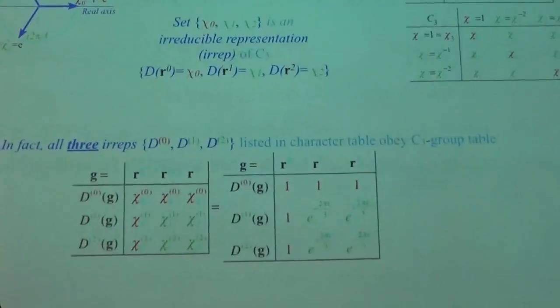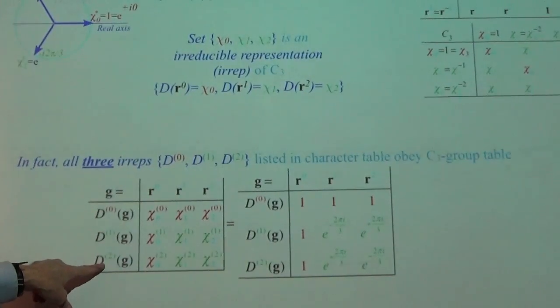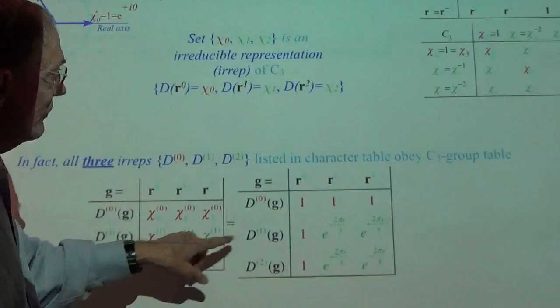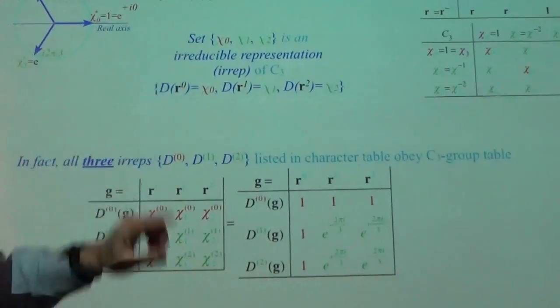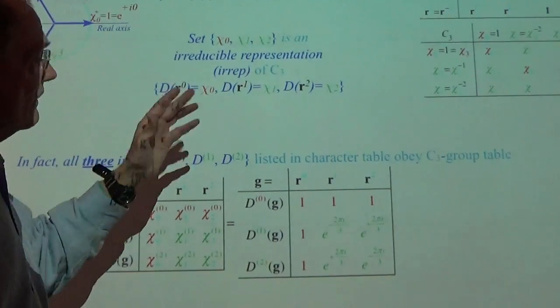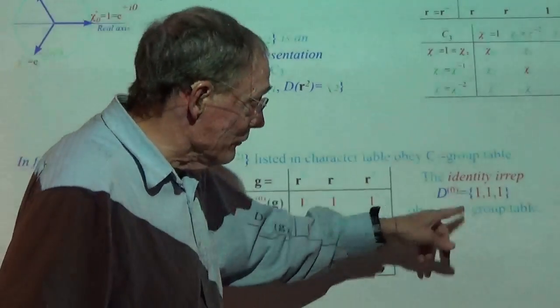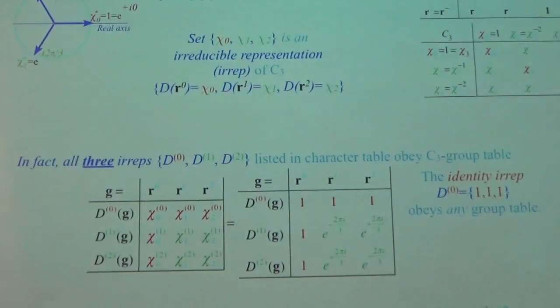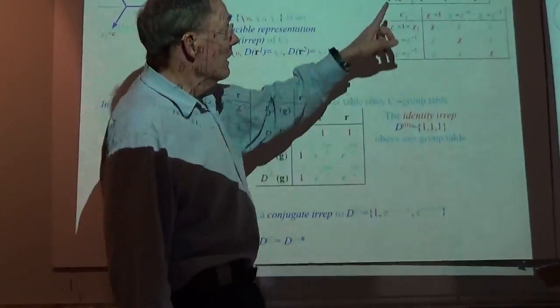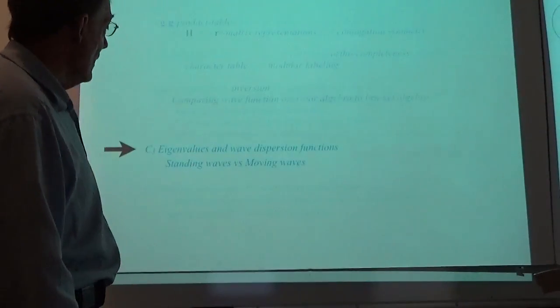So this is the kind of table that you might want to get used to seeing, and that's where the actual representation symbol is sitting here. But they mean characters, you see. These numbers are the things that we've been calling the chi's. With abelian groups, there's no difference between the D's and the chi's. And if there is, the author has messed up on some phase or something. They should be the same. The identity representation obeys any group table. The other ones non-trivially obey this group table of group multiplication. Okay? So I think that takes care of that.